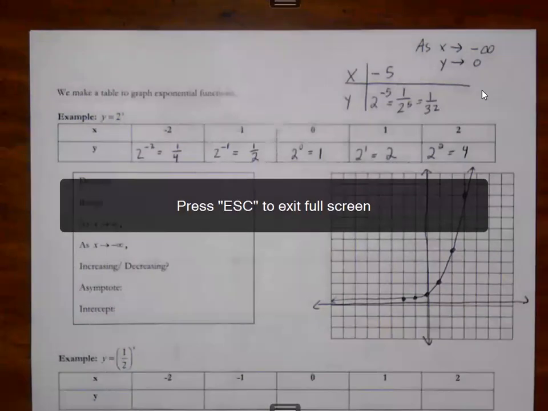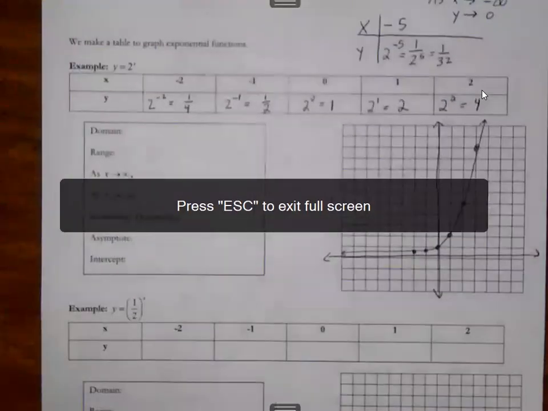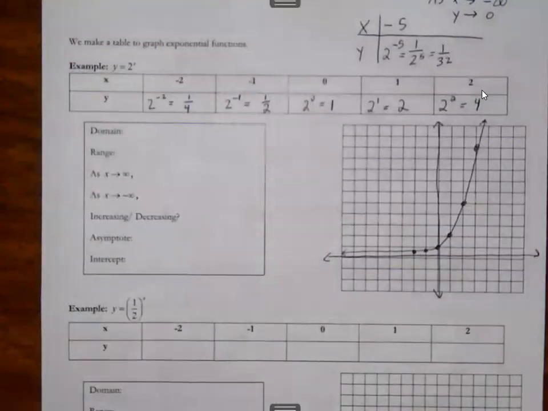All right, so now that we got our graph, we can answer all these questions. So domain. What do we think the domain of this is going to be? Do you remember what domain means? Domain is how far it is left to right. Yeah, so what values of t will this graph hit?